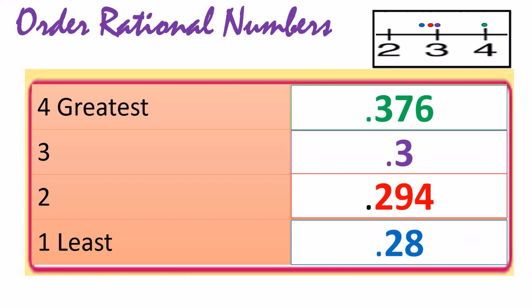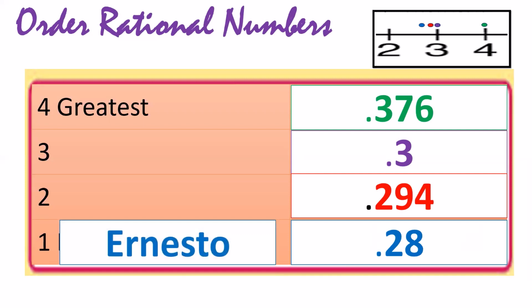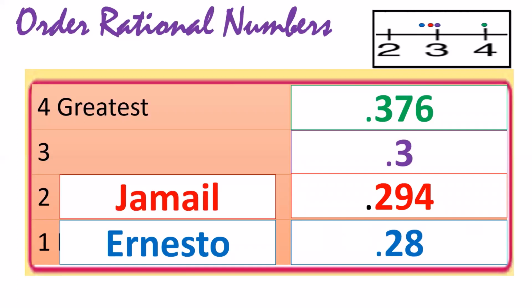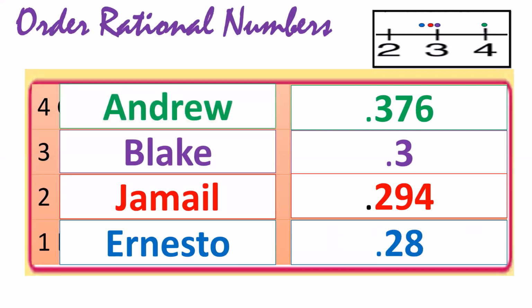Now, we need to put the corresponding name with the corresponding value. Ernesto will represent 28%, our least value. Jamel will represent next to least at 29.4%. Blake will represent next to the greatest at 30%. And Andrew represents the greatest value at 37.6%.